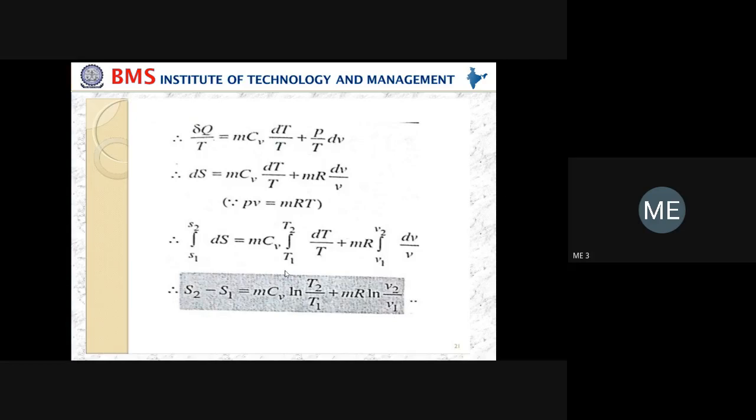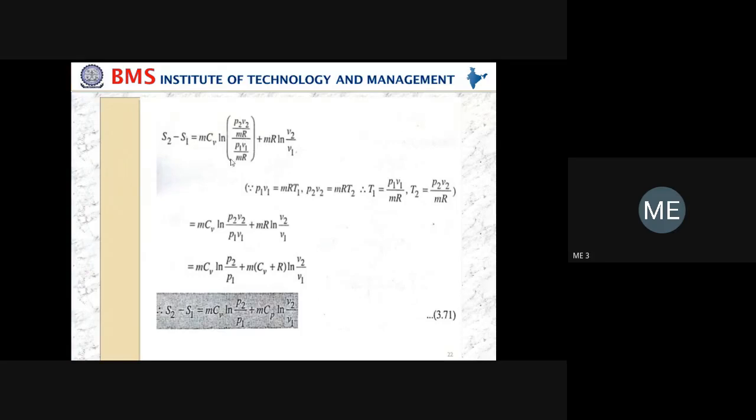You have to remember this final equation, because sometimes they may ask you to obtain the value of entropy change during a polytropic process. They will give all the values T1, T2, V1, V2 and m. You only have to find the value of S2 minus S1. This is the expression for the entropy change for a polytropic process in terms of temperature and volume. Next, we have to express it in terms of pressure and volume.